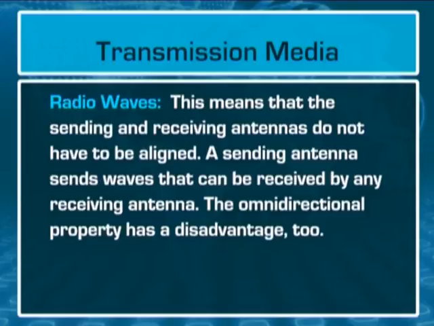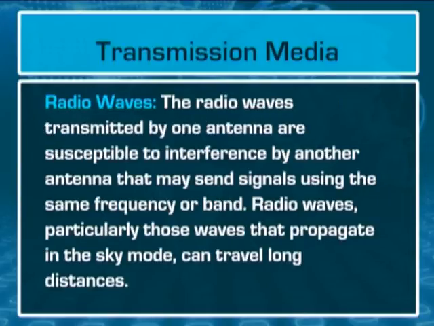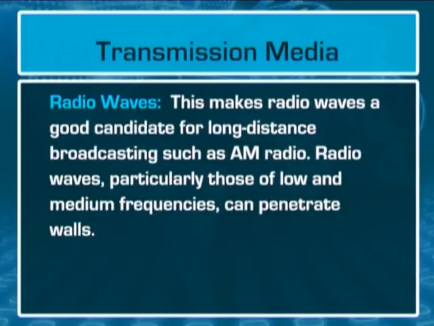The omnidirectional property has a disadvantage too. The radio waves transmitted by one antenna are susceptible to interference by another antenna that may send signals using the same frequency or band. Radio waves, particularly those waves that propagate in the sky mode, can travel long distances. This makes radio waves a good candidate for long distance broadcasting such as AM radio.